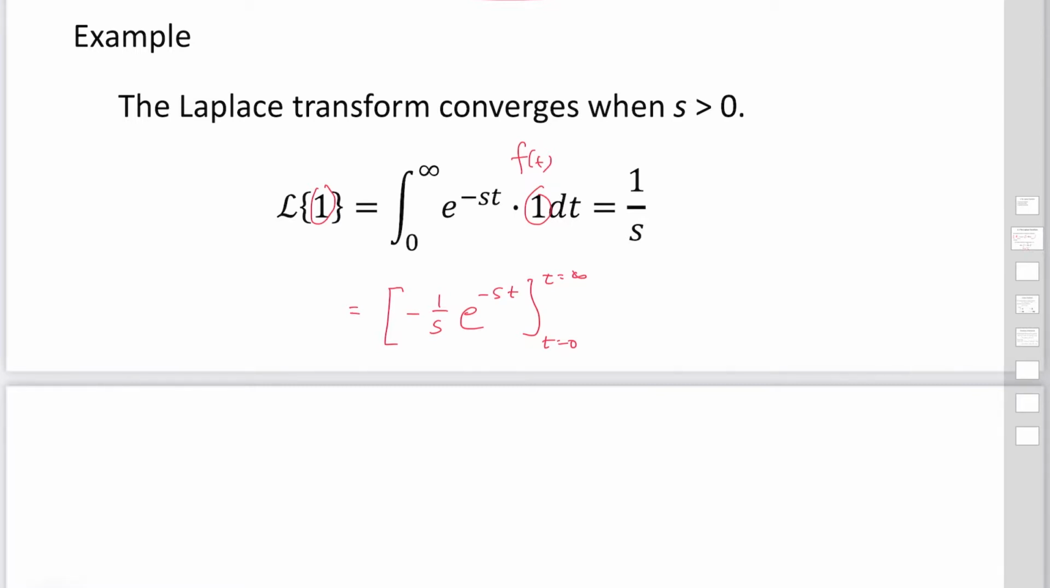If you substitute t equal infinity, you need to add the additional information that s is a positive quantity, because the exponential of minus positive times infinity becomes 0. So for the upper limit, as t approaches infinity, this approaches 0. If you substitute t equals 0, it becomes 1 over s. So the Laplace transform of 1 is equal to 1 over s.